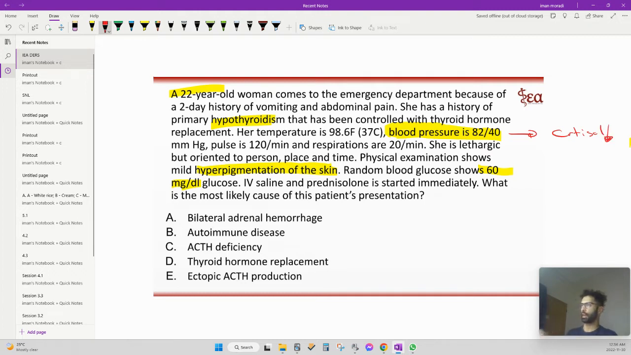Cortisol makes the vessel cells express beta and alpha receptors. When there's no cortisol, there's no alpha receptors, so the vessels aren't responding to the natural levels of epinephrine. So you lose blood pressure. You also got hypothyroidism, right? And you got hyperpigmentation of skin. Hyperpigmentation indicates ACTH is high, right?